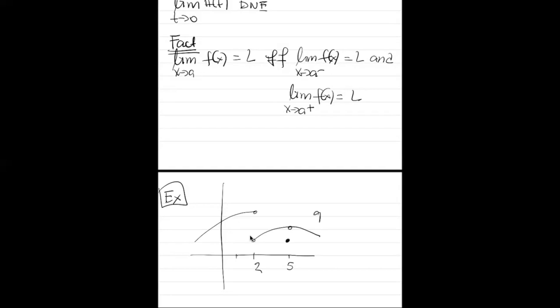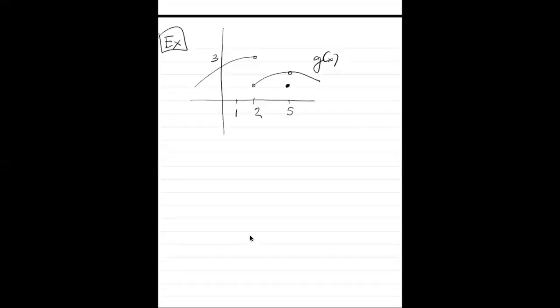So this is our function g of x. This is 1, 2, that's more like 4 here, but I'll leave it as 5. Okay, and that point here is 3. So let's investigate the limits here at several points. What is the limit of the function when x approaches 2 from the left?